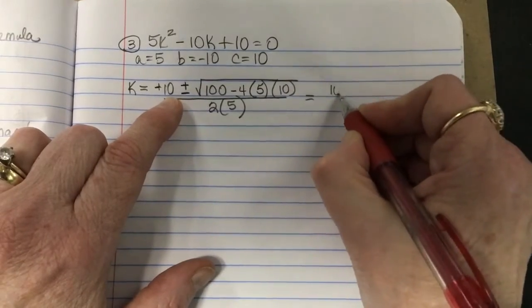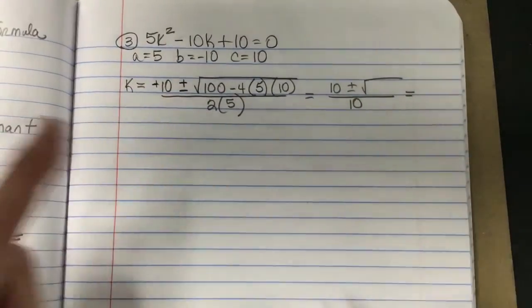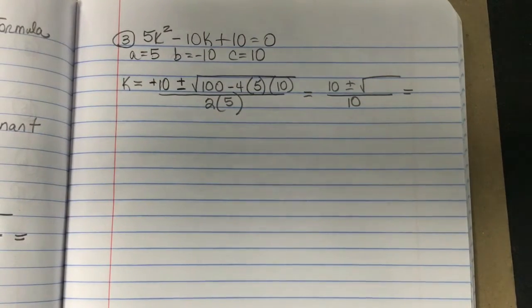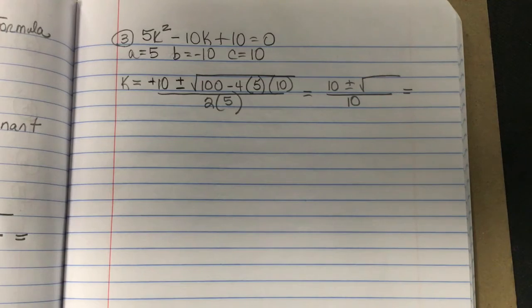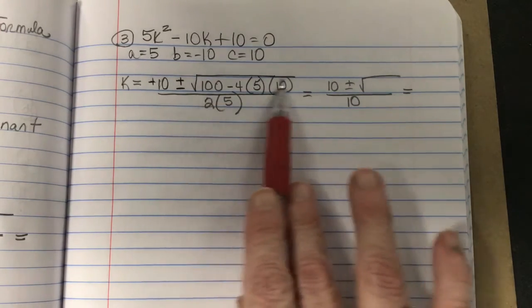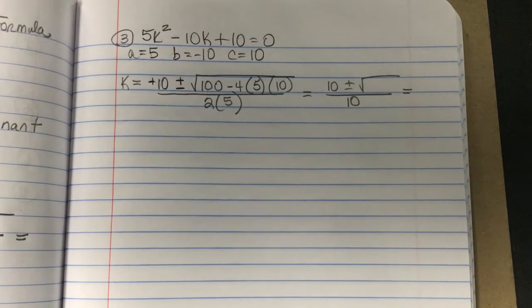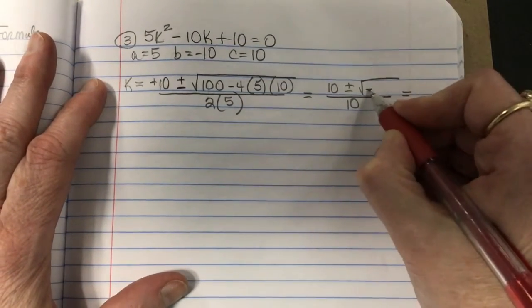Now, I'm going to do the 10 plus or minus the radical, and I'm going to put the 10 on the bottom. Now, you're going to tell me what 100 minus 4 times 5 times 10 is. It'd be 100? No, it's not. It'd be 0? Do it again. You're guessing. Type it: 100 minus 4 times 5 times 10. Oh, -100.